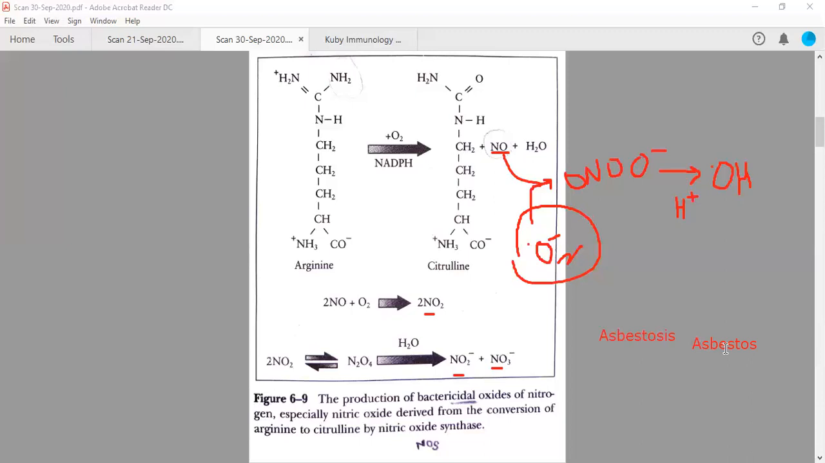Okay, because this asbestos is toxic to the macrophages, they will kill the macrophage, and each time the macrophage is killed, their contents, their reactive oxygen species, nitrogen species, and their lysosomal enzymes will be released into the tissues, leading to a condition which is harmful to the tissues, in which tissues will be destroyed, known as asbestosis. All right.